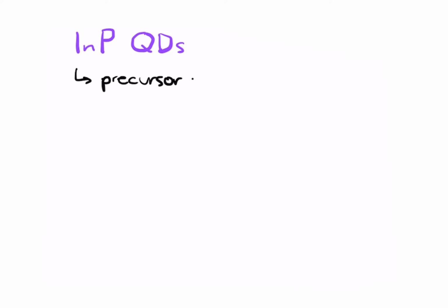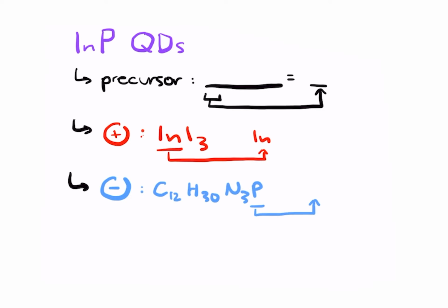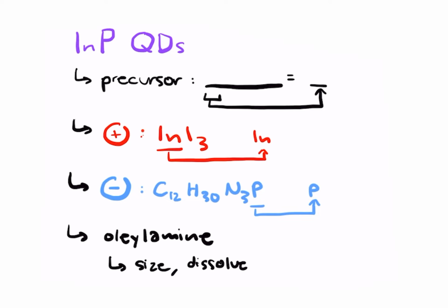A precursor is a substance from which another substance can be formed. The precursor we used for the cation, indium, was indium iodide, and the precursor for the phosphorus was tris diethylaminophosphine. We additionally used allylamine as both a solvent and a ligand. Ligands help maintain the size of the quantum dots and help them dissolve better in the solvent during a synthesis.